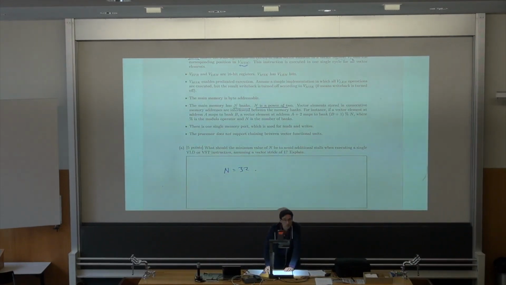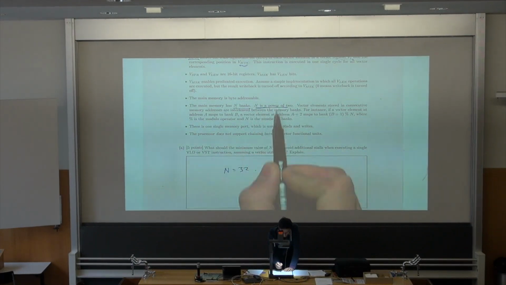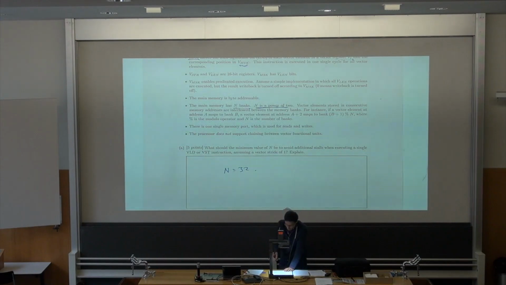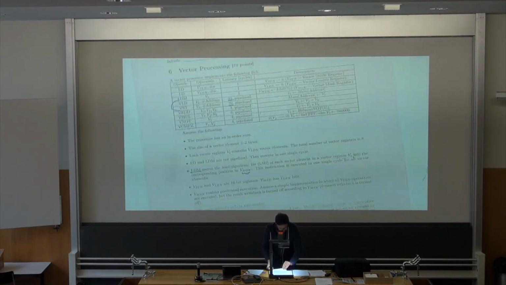And why is that? Because if we want to have one output every cycle, we need to have a number of banks that is higher than the latency of the load and store instructions. So because we also have the restriction that n should be a power of 2, the next power of 2 after 22 is 32. So this is the number of banks that we are going to consider as a solution for this part A.